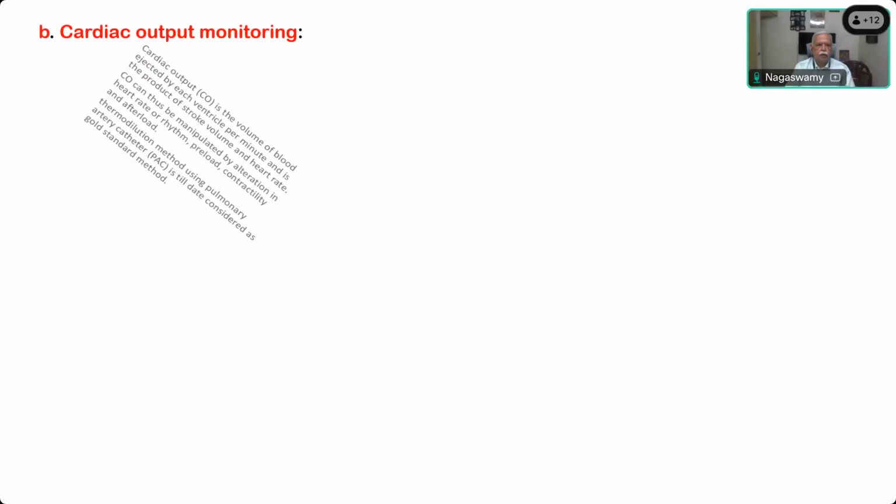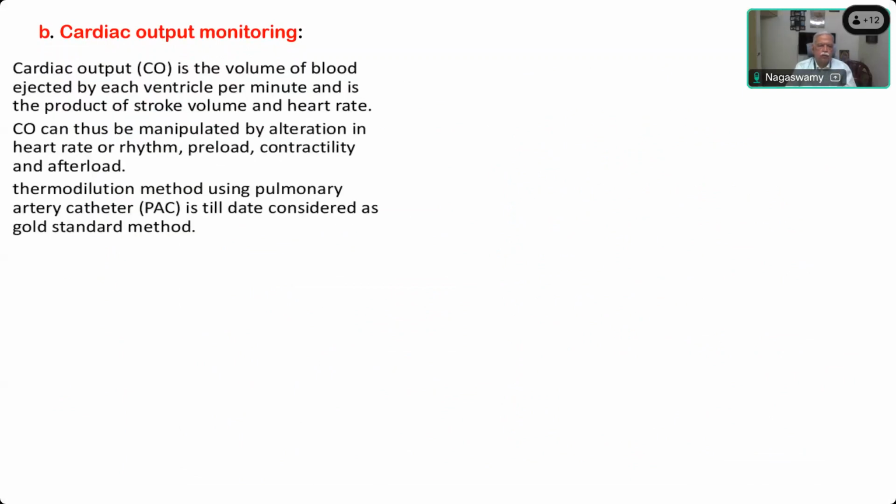Okay. So, cardiac output monitoring is the volume of blood ejected by each ventricle per minute and is the product of stroke volume and heart rate. This is the basic physiology. And it can be manipulated by alteration in the heart rate or rhythm, preload, contractility, and afterload. These are the factors which alter the cardiac output.